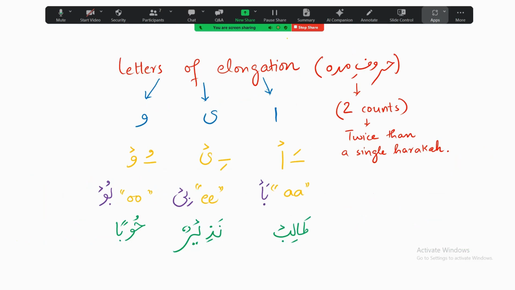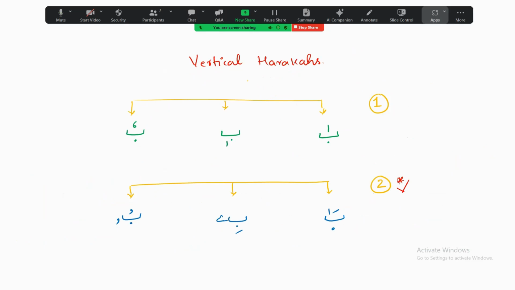So I've just mentioned it here again, if somebody has forgotten what we discussed in the letters of elongation. These were the 3 letters of elongation, alif, waw, and ya, and how we are supposed to know these are madd. I have again mentioned it here. So we did this, and we were supposed to stretch this for 2 counts, right? So for vertical harakat, we're doing today the small fatha, small kasra, and small dhamma. The vertical we are doing.